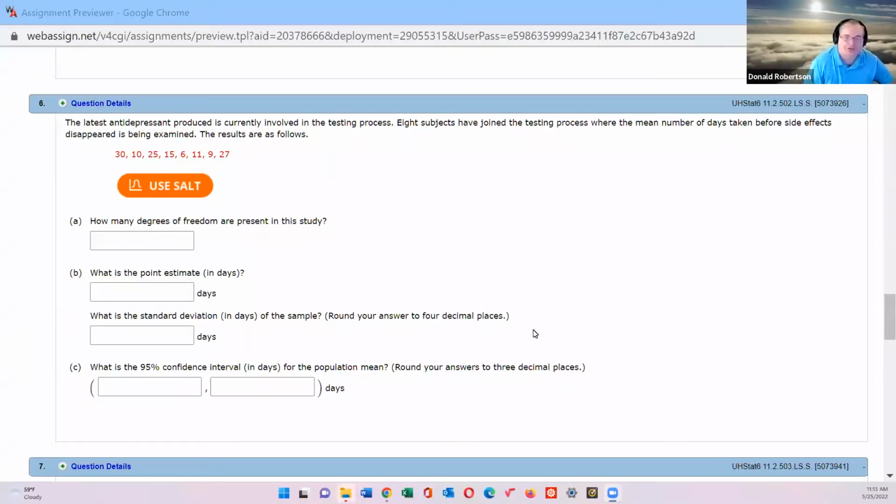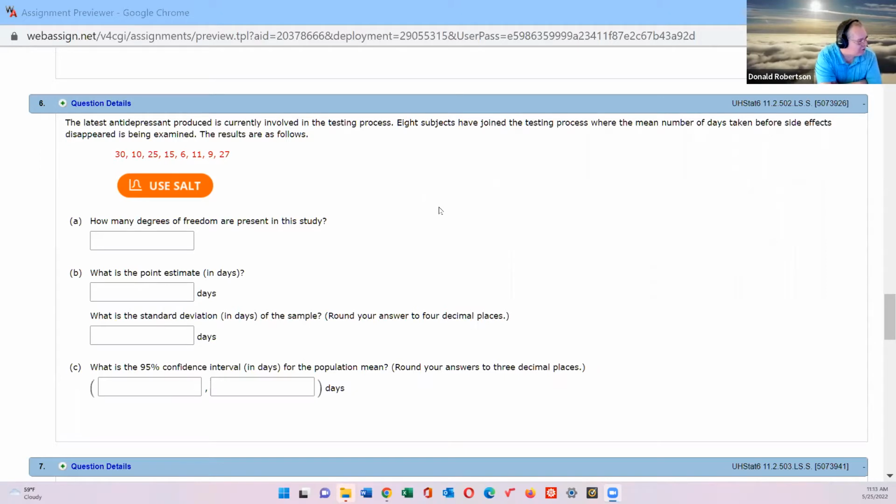Now, the next one is question 6. There's not many of them, but they're kind of long. Is this one here, right? So, the latest antidepressant produced is currently involved in a testing process. 8 subjects, tiny sample. Nobody in their right mind would publish this when they're finished. And really all this is doing is a quick, let's see if it might work, right? That's the best you can say. Would you agree, doing anything with 8 people, you should be very wary of making big, bold conclusions about anything.